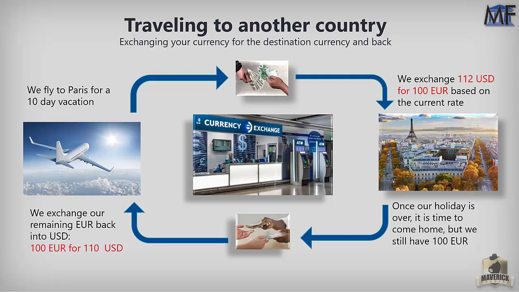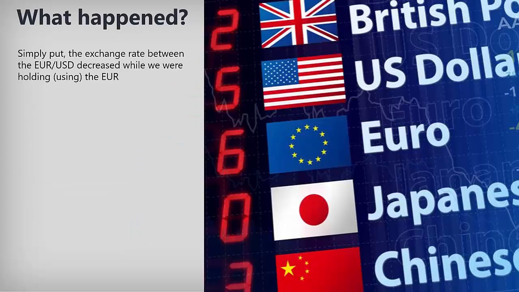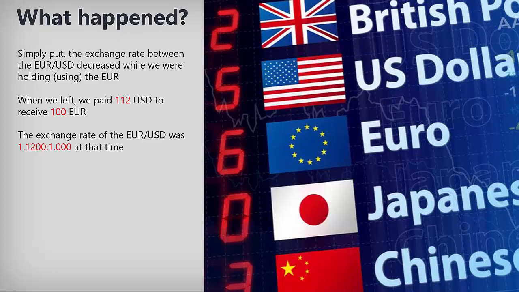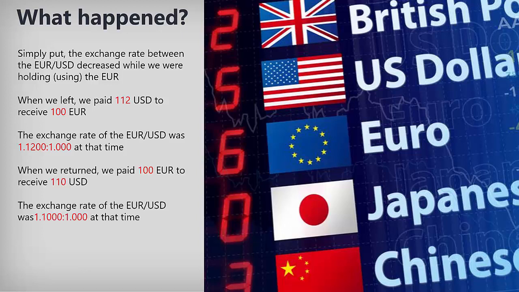So in this example, to get 100 euros, you needed 112 US dollars. So you had a great time in Paris, but you actually put everything on a credit card, so when it's time to come home, you still had your 100 euros. So you walked back to the currency exchange place, and you said, I would like to have my $112 back. The problem is, they only gave you $110 back. Question is, what happened? Well, the answer to that is the currency value changed. When we left, we paid 112 US dollars to receive 100 euros. The exchange rate was 112 to 1. When we returned, the exchange rate was 110 to 1.